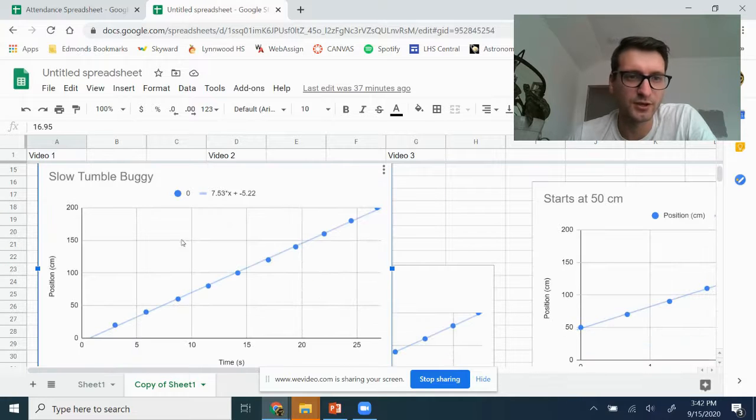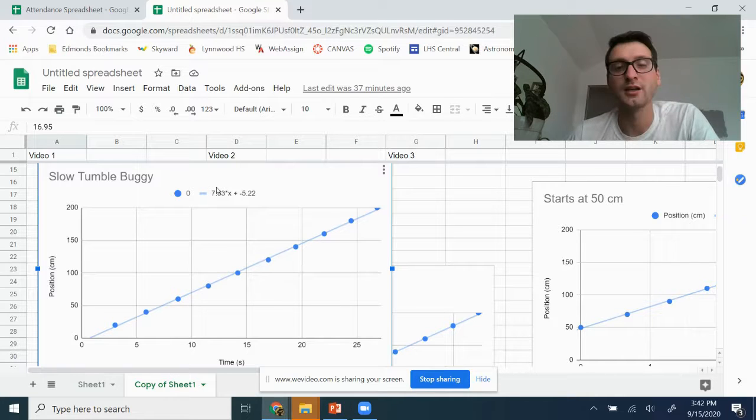This is the slow one. We see that the slope of the graph is 7.3 or 7.5, and the y-intercept is -5. So this would just be as a result of it not being super accurate that we're seeing that -5, but it should be 0, and it's not too bad. So it's pretty close to 0.